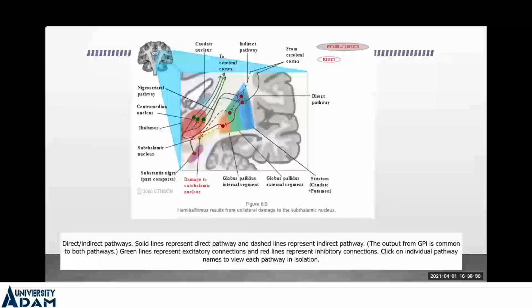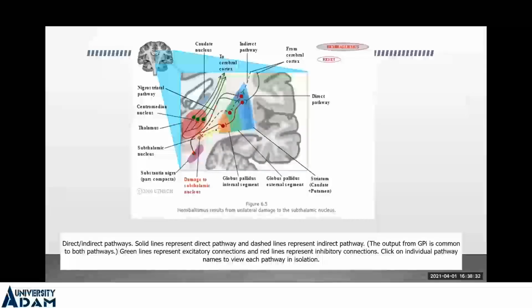Okay, guys, sorry. So also we have direct and indirect pathways, okay? You can see here solid lines represent the direct pathway and dashed lines represent the indirect pathway. So this is the indirect pathway and this one is the direct pathway.